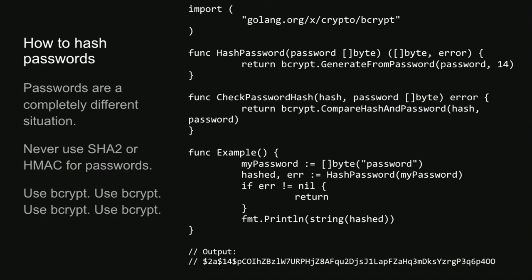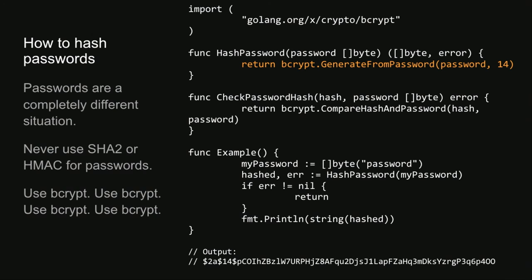Just use bcrypt. If you are hashing a password, you should never use SHA-2 or HMAC or SHA-3 or anything else. Just use bcrypt. It's built into Go. It's specifically designed for password hashing. And you can use it with these two functions. Generate from password and compare hash and password. So this is when you're creating an account, and this is when you're checking a login.